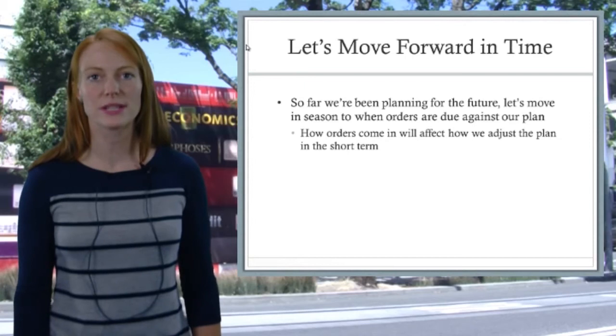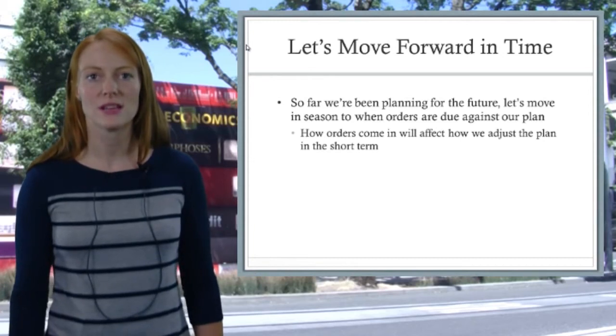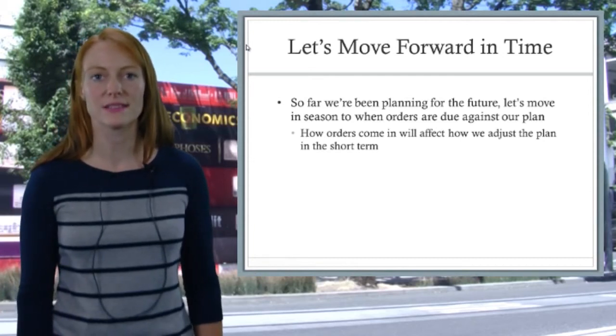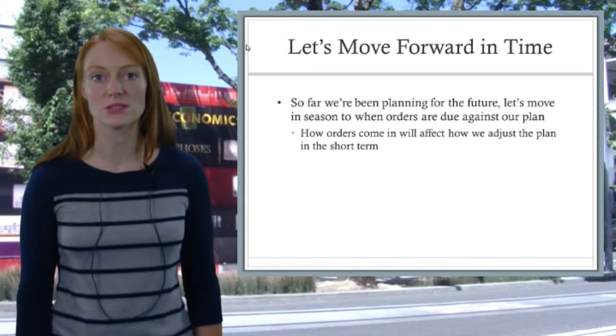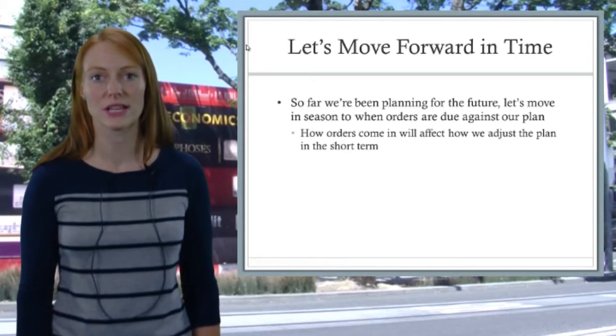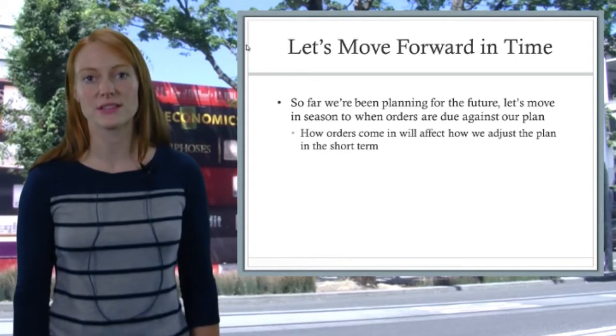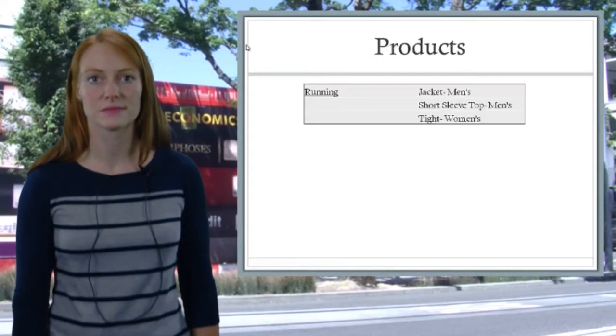So now we're going to move forward in time, and we're going to move into the season itself, where we actually have orders coming in. What we're going to do at this point is see how orders have come in against our forecast and see what that means to our plan into the future. So in the short term, do we need to readjust our plan up or down based on how orders have come in, or is everything kind of tracking as normal? We're going to take a look at that now.